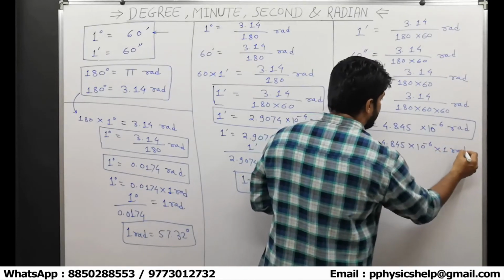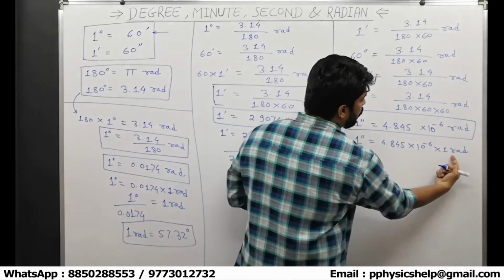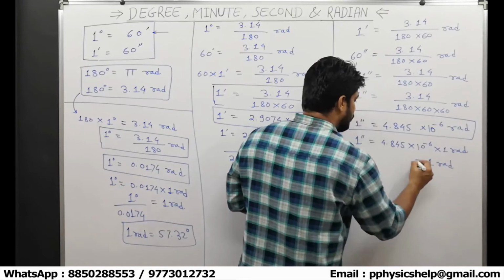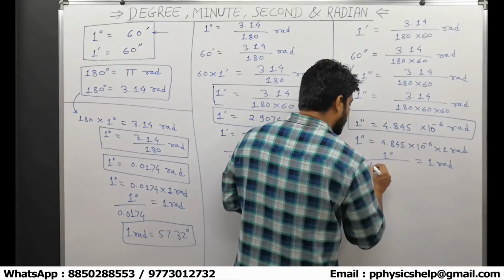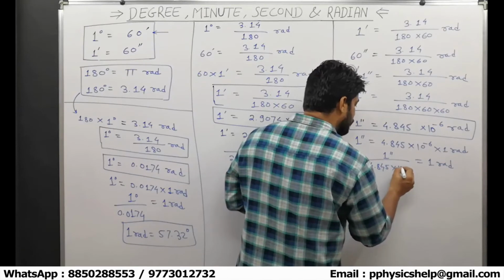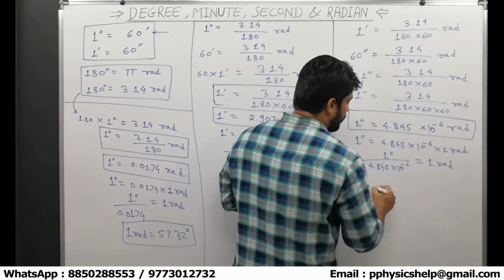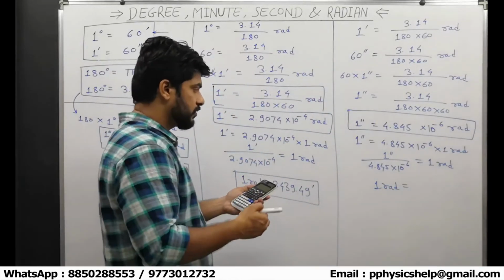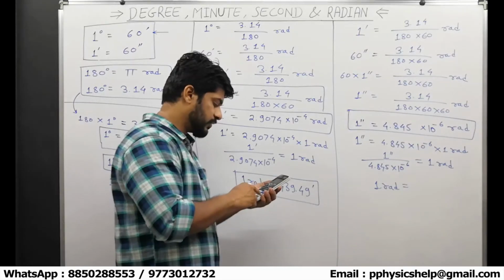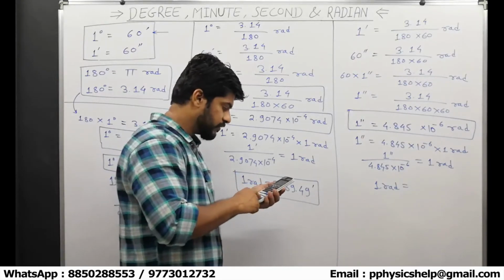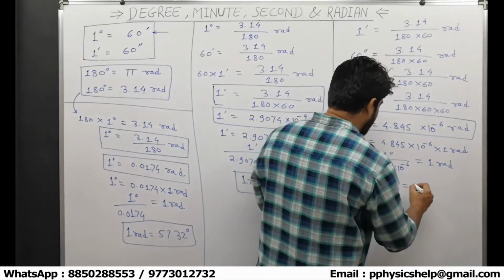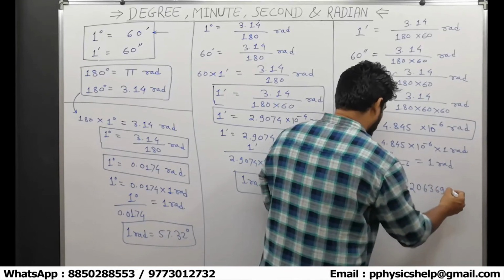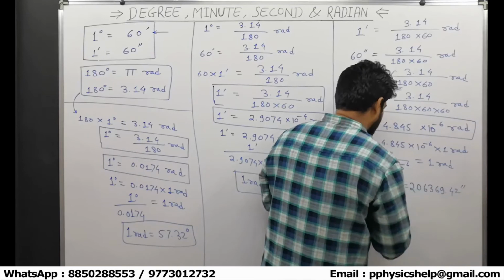Right, so this into 1 radian, that means the same. So from this I can write 1 radian is equal to 1 second divided by 4.845 into 10 raised to minus 6. Let's divide 1 by this whole number. So we have got this answer, and it's a big one. The answer is 206369.42 seconds.